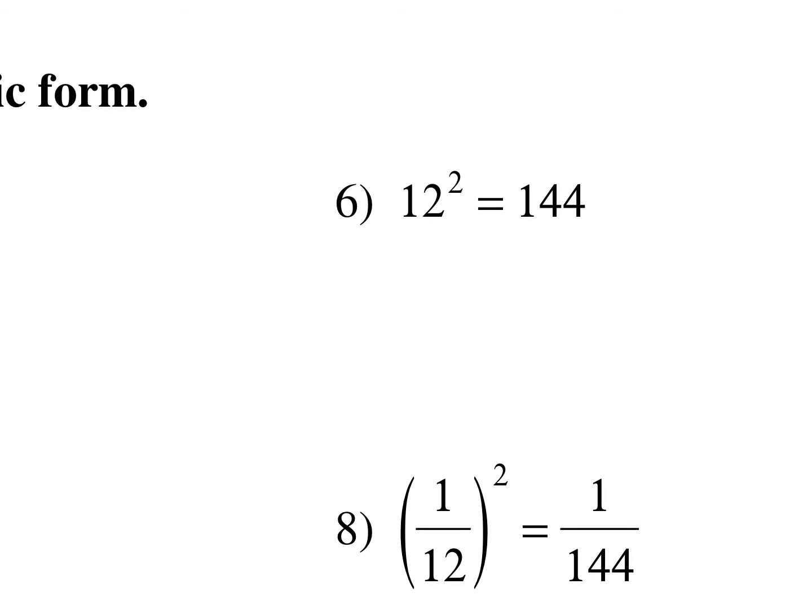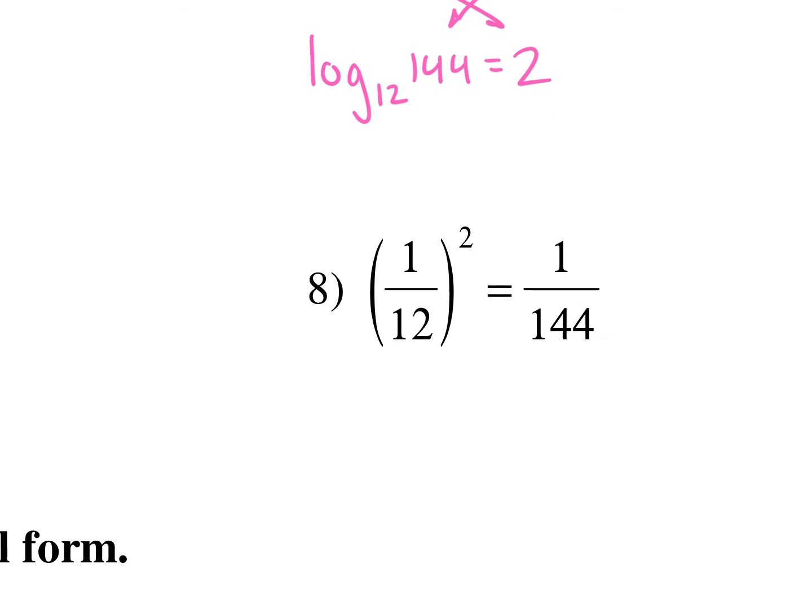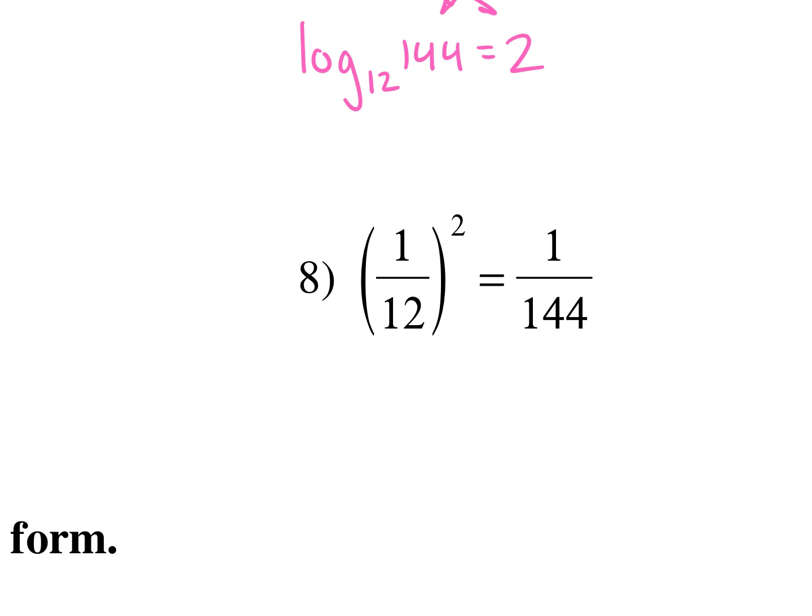So what do I start with? Log, my base is 12, and then what comes next? 144 equals 2. Good with this? All right, number 8, what do I start with? Log 1 over 12. And then your exponent is 1 over 144 equals 2. Awesome. You don't have to put the parentheses, but if you wanted to, you could.